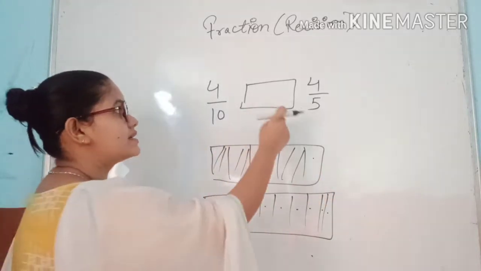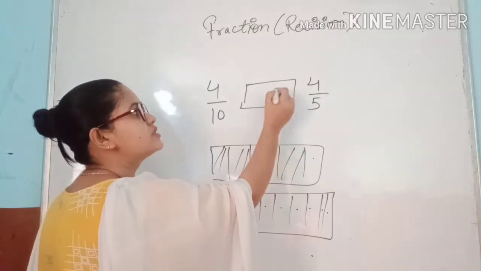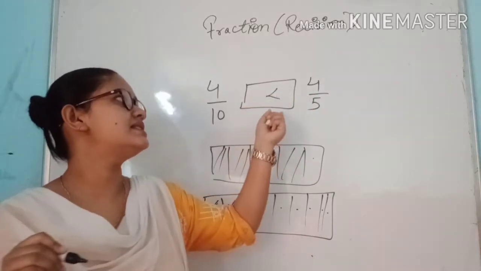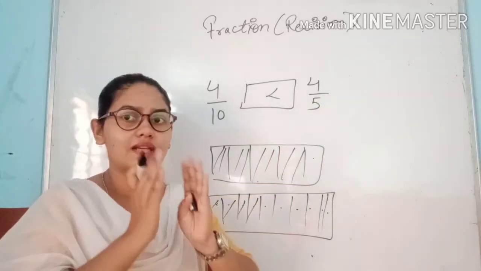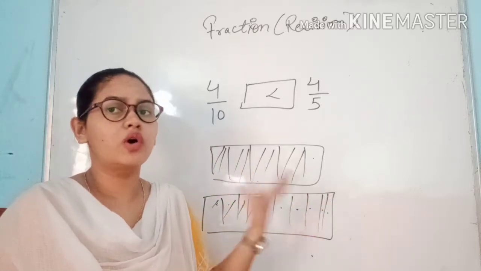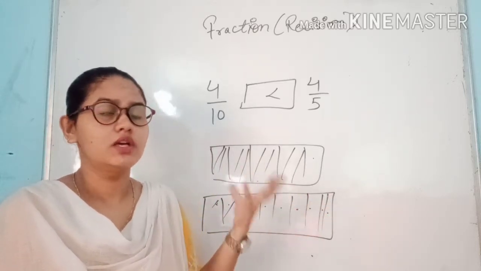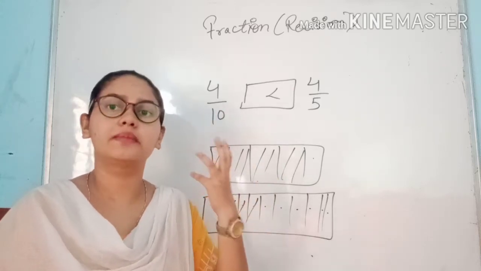Which is more fulfilled for us? That 4 by 5 is more fulfilled. That's why this sign goes to 4 by 5. You have to learn this manner in your mind, that which one is more fulfilled, more greater. So we finalize the greater number in the fraction.